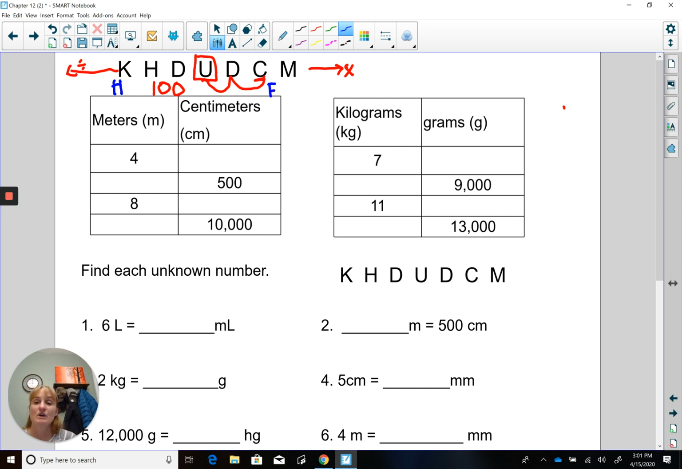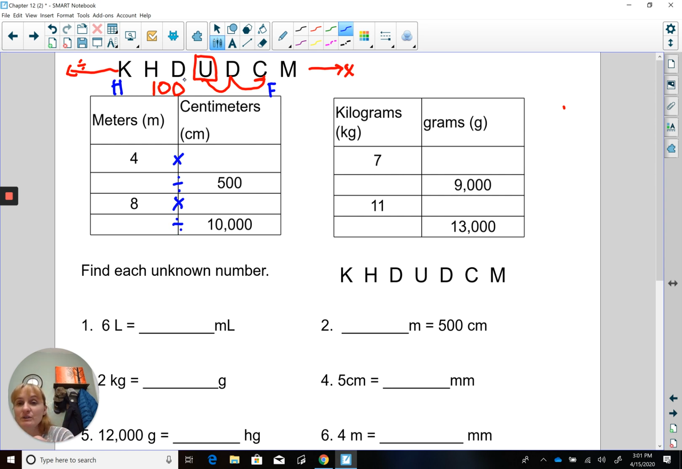Okay, so when I have a horse, like 4 and 8, to get to my fly, I'm going to multiply on 4 and 8. When I have a fly, like 500 and 10,000, I'm going to go fly to horse and divide, of course. Okay, so that still applies.